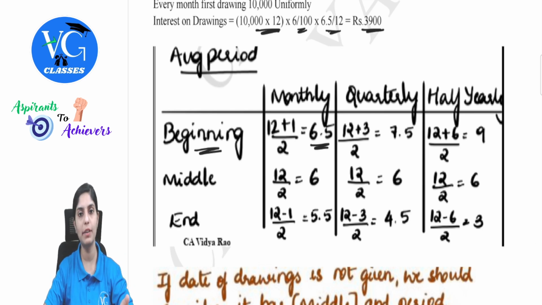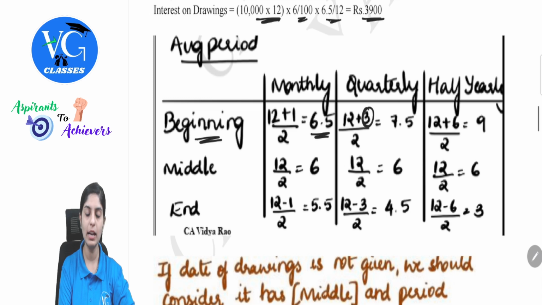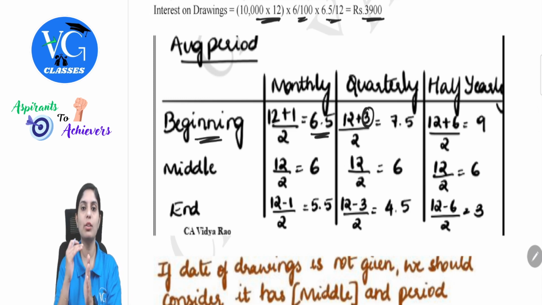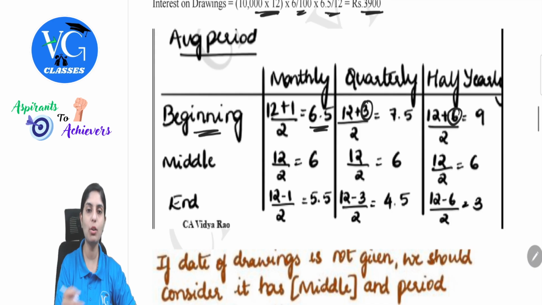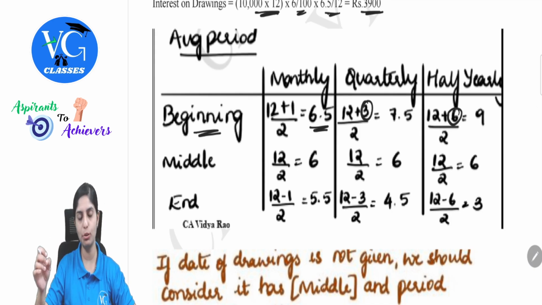We understood 12 plus 1 divided by 2. If it is quarterly, then you will take 12 plus 3 divided by 2, because one quarter means 3 months. So that is what is considered here. Time left after first drawing: the drawings would have been done first of every quarter, so then it will be 12 plus 3 divided by 2. Half yearly, that is for whole 6 months, you would have drawn on 1st April for the first 6 months. So time left after first drawing will be 12 entirely. Time left after last drawing will be 6 remaining, because once in 6 months you draw, divided by 2.